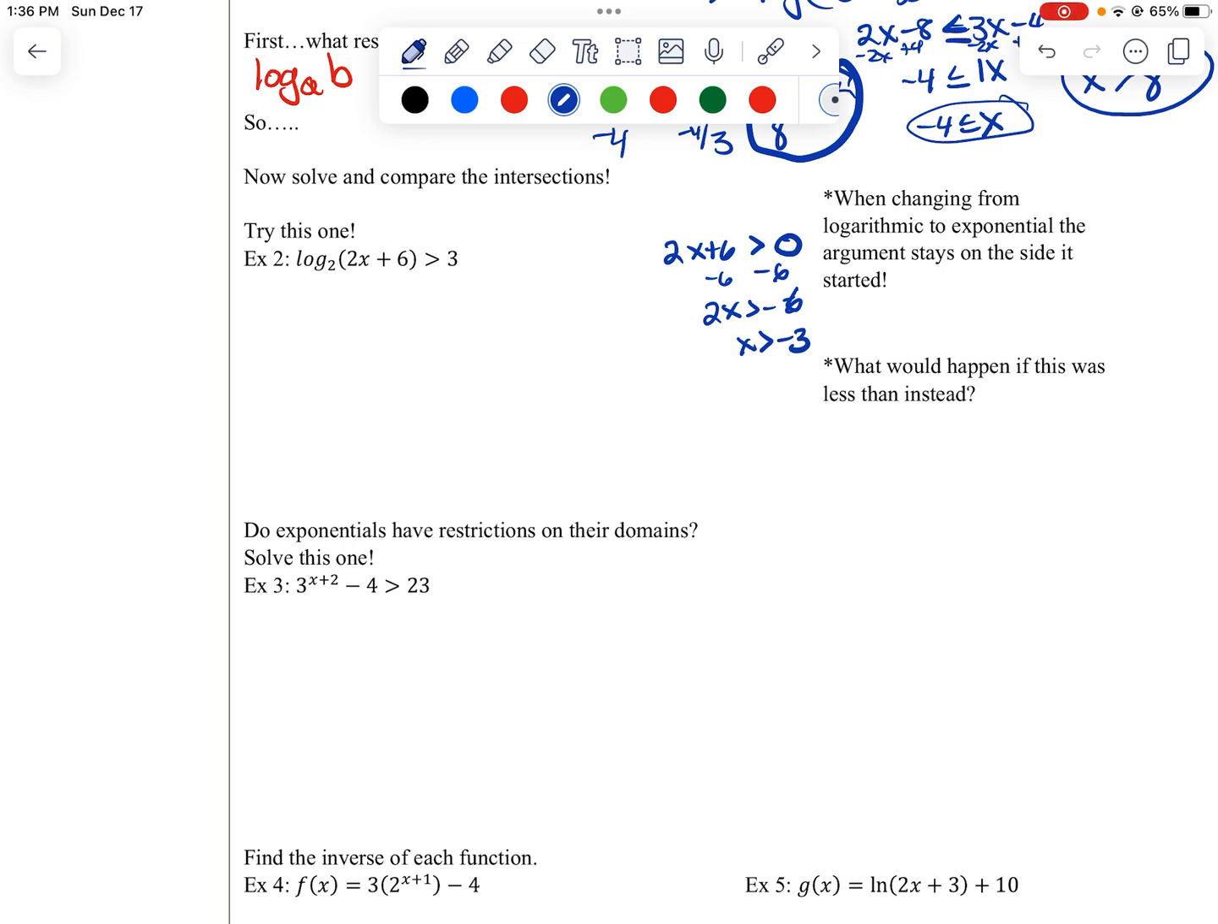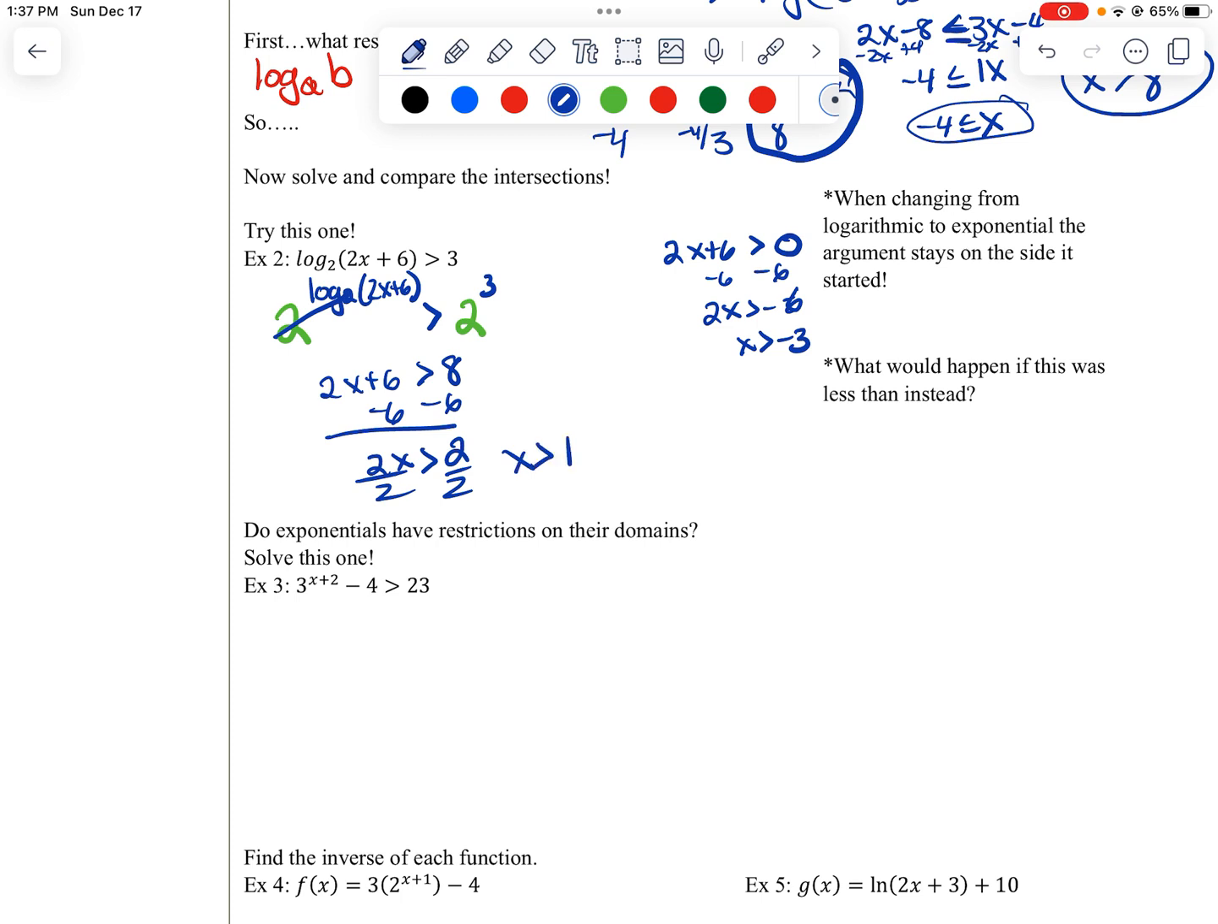And now let's solve this. So let's see, to get rid of that log, an exponent with base of 2 on each side. So 2 to the third, log base 2 of 2x plus 6. Okay, so 2x plus 6 has to be greater than 8, minus 6, so 2x is greater than 2. So x has to be greater than 1.